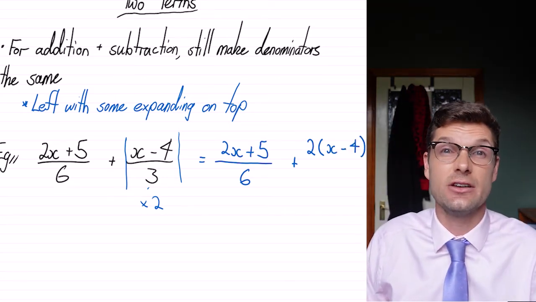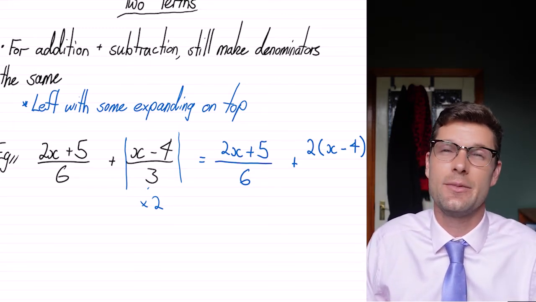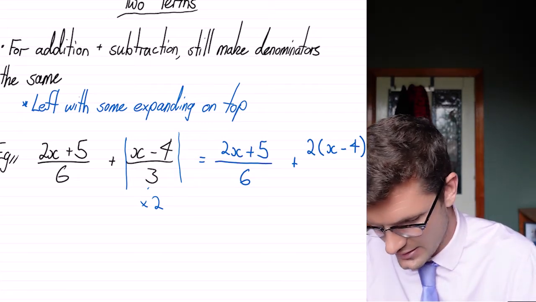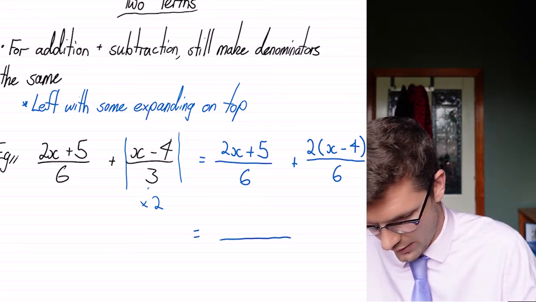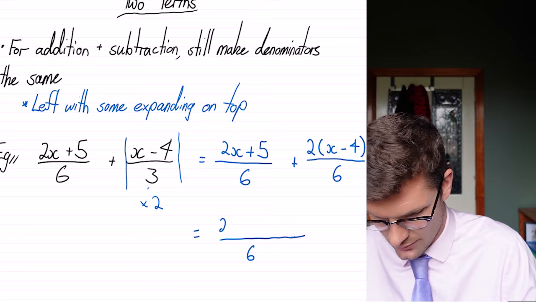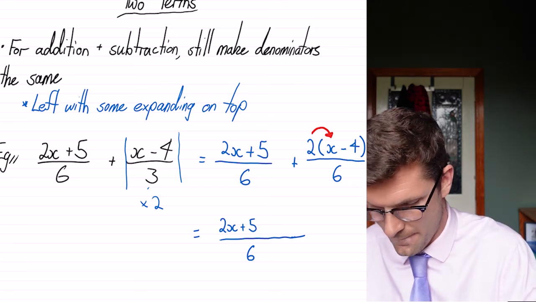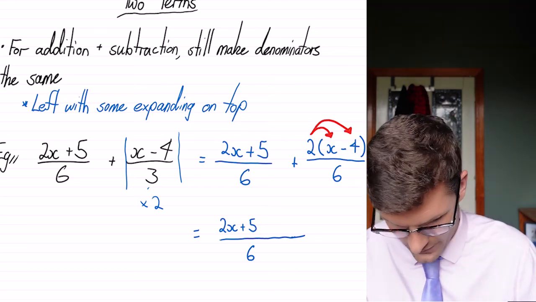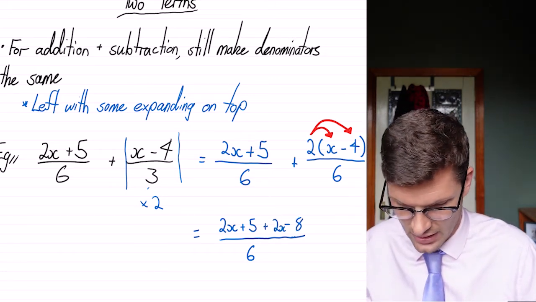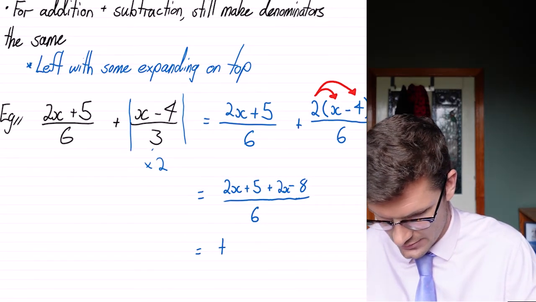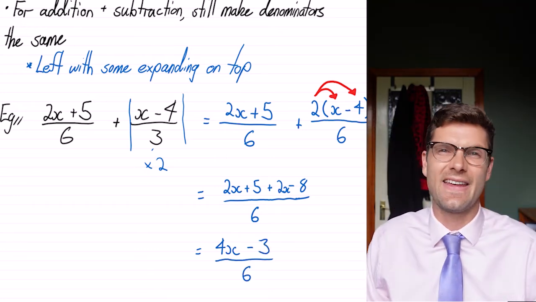That's the key difference for this whole video, is that we've got to just multiply the whole top by a number. So it really becomes an expanding question. On the bottom here, this becomes 6. So we're going to simplify this all over the same fraction. So we've got 2x plus 5. And then our second term here became 2 times x minus 2 times the 4. So this becomes plus 2x minus 8. Finally, we're left with 4x plus 5 minus 8 is minus 3 over 6. And that's our final answer.